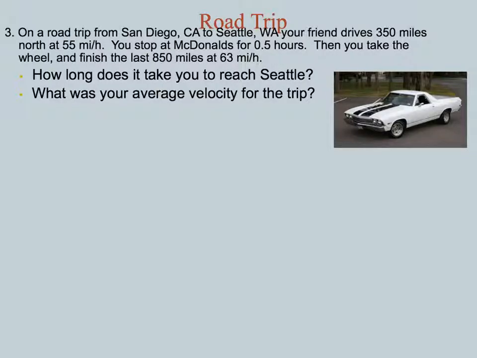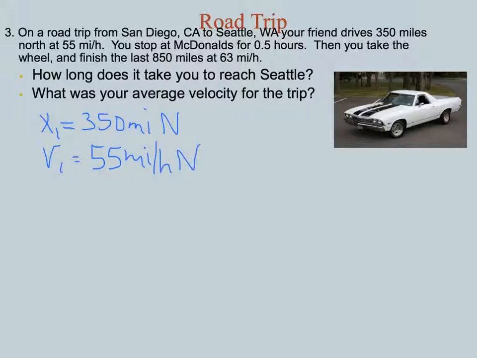Last problem. On a road trip from San Diego, California to Seattle, Washington, your friend drives 350 miles north. So I'm going to call that X1, 350 miles north at 55 miles per hour. I'm going to call that V1 because that's the first velocity given. And since it's a velocity, it needs a direction, so I'm going to give it north. You stop at McDonald's for 0.5 hours.